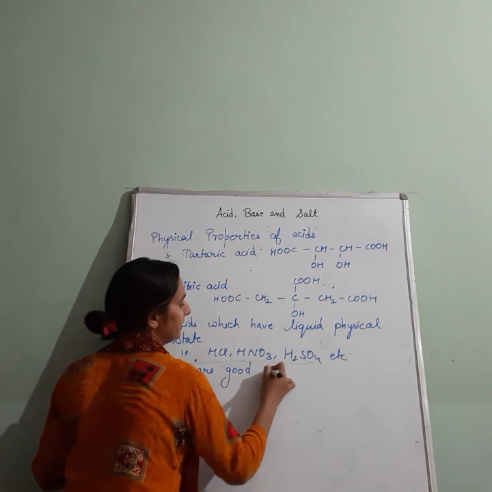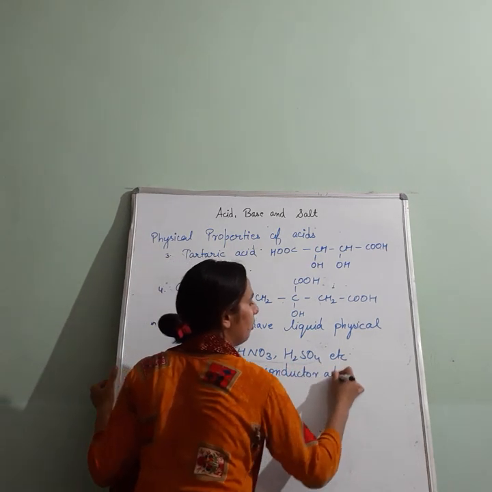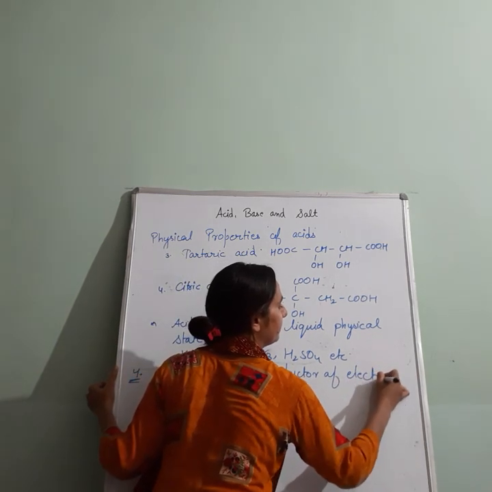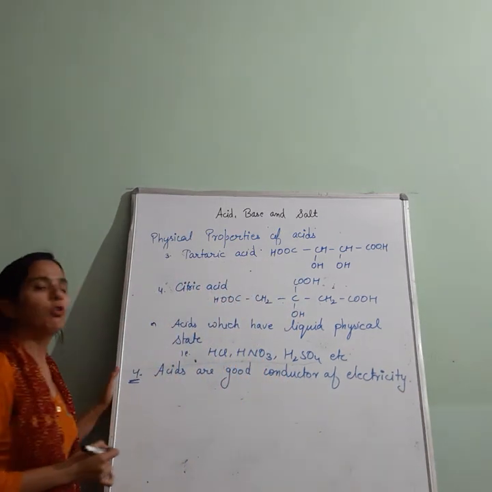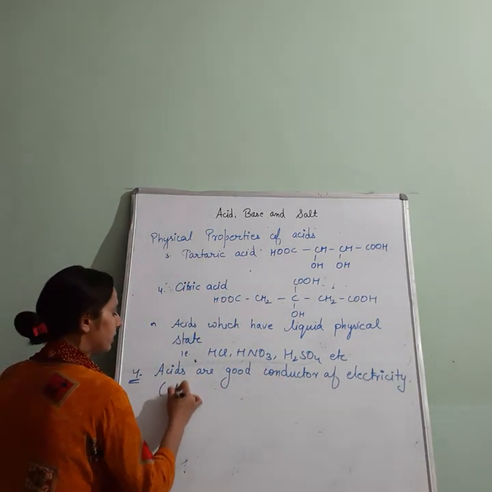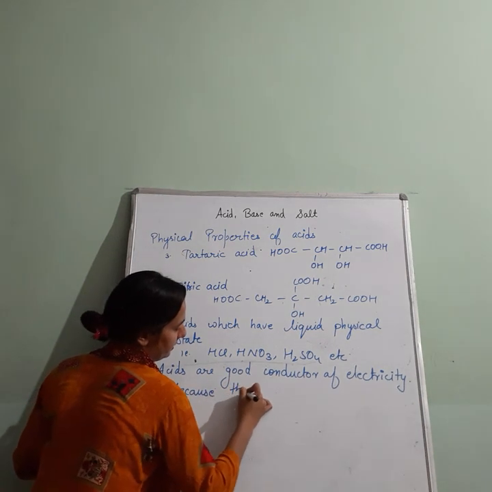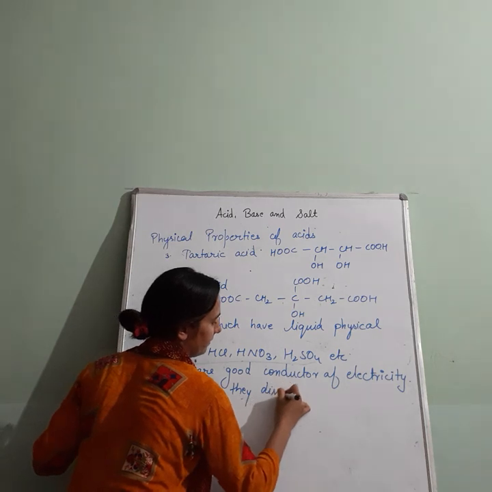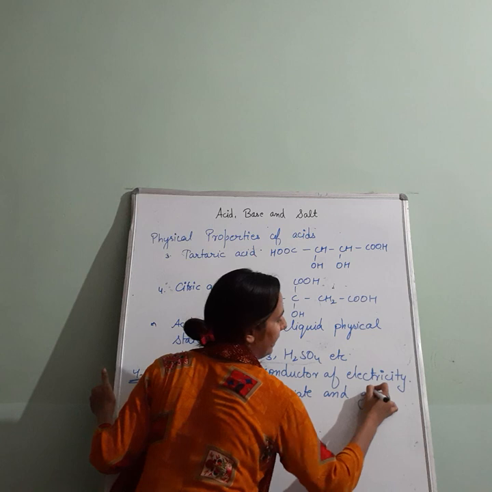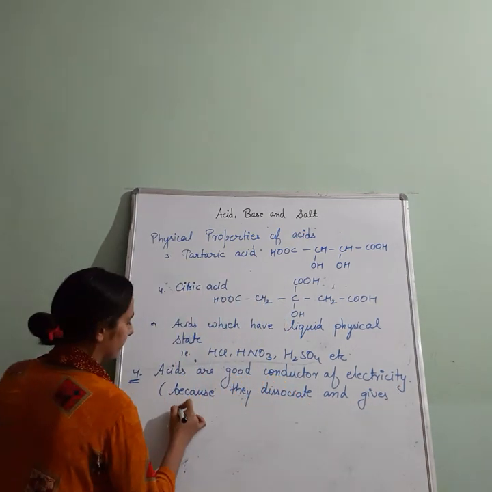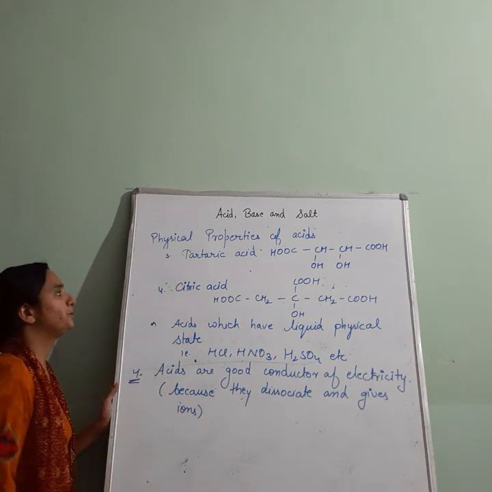acids are good conductors of electricity. Acids are good conductors of electricity because they dissociate and give ions.